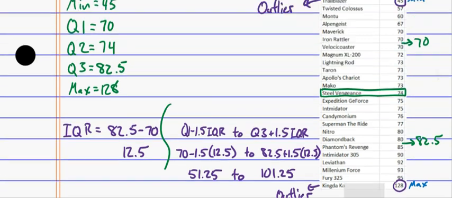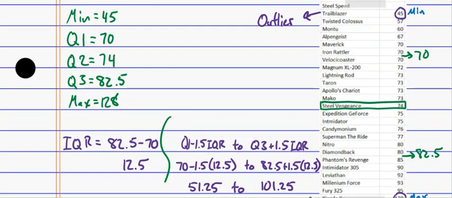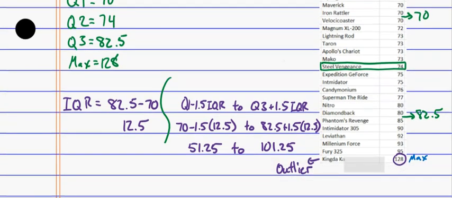Notice everything else falls within that range. If I look at the next one up here at the top, 57, that's in between 51.25 and 101.25. Down here at the bottom, the 95 falls within that acceptable range. So now we've identified the outliers. The first value and the last value are outliers.